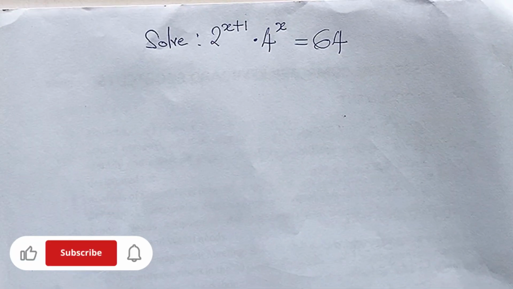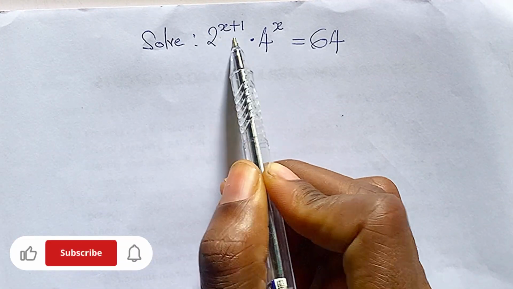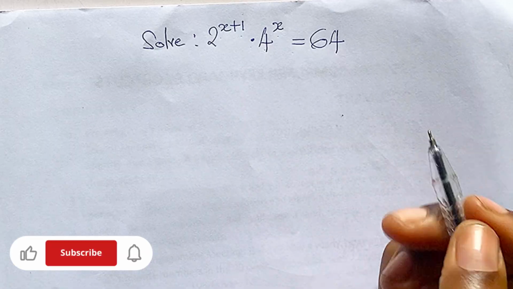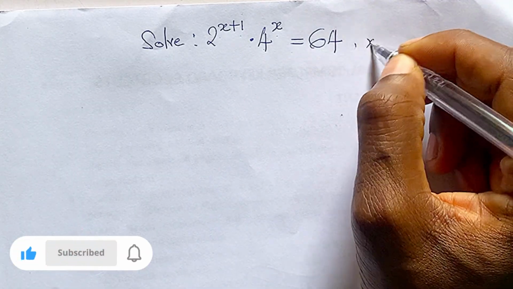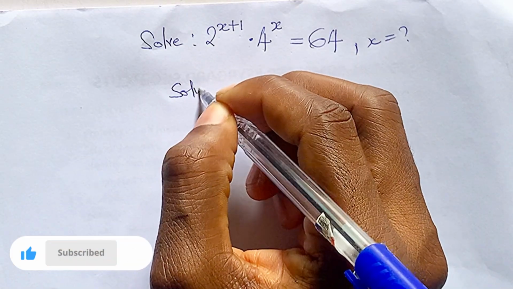This is V Online Academy, so let's solve this equation together. We have 2 to the power of x plus 1 multiplied by 4 to the power of x is equal to 64. And we're asked to find the value of x in this equation. Solution.